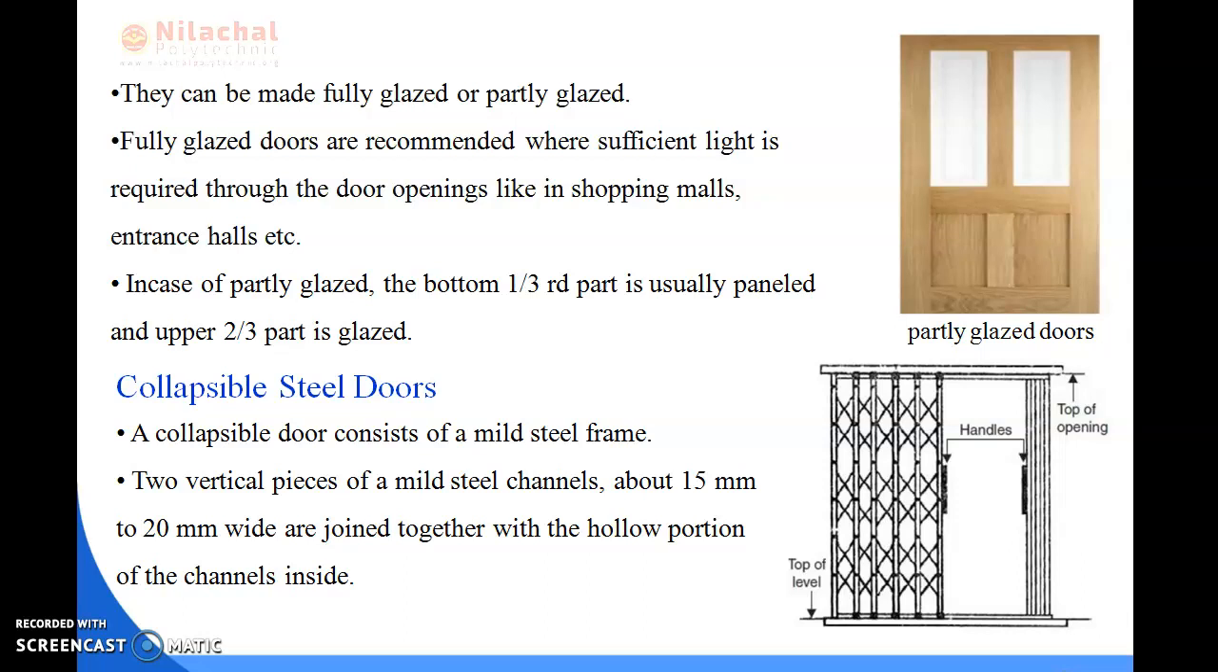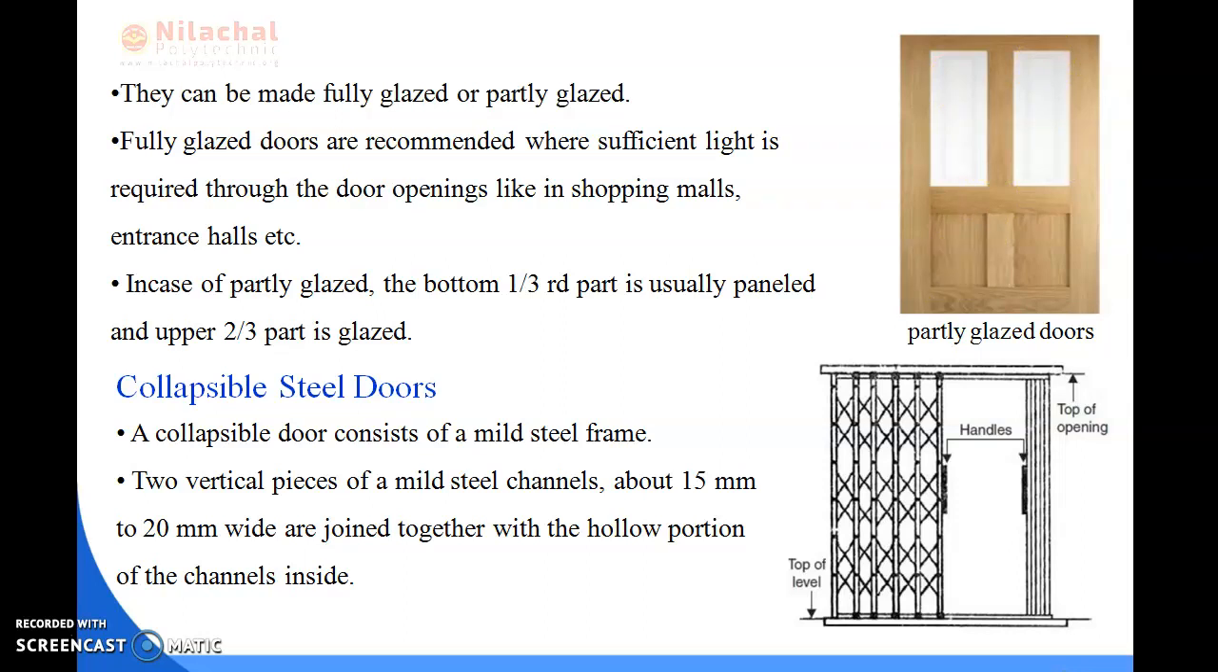Fully glazed doors are recommended where sufficient light is required through the door openings, like in shopping malls and entrance halls. In the case of partly glazed doors, the bottom one third part is usually paneled and the upper two thirds part is glazed. We can see here the partly glazed doors. The bottom one third part is usually paneled and the upper two thirds part is glazed. So these are the fully glazed doors and partly glazed doors.